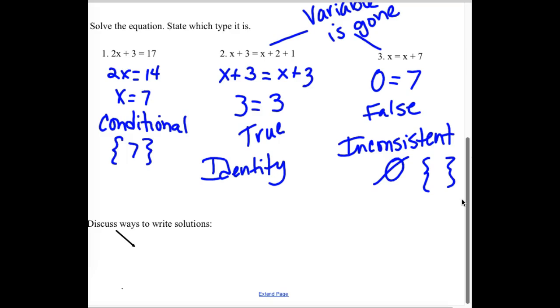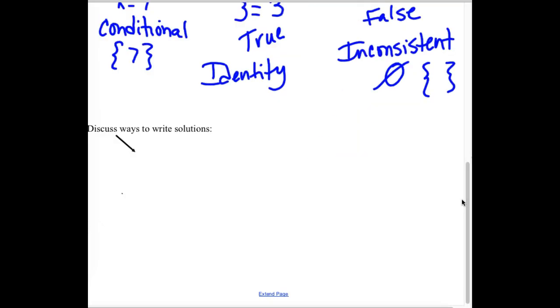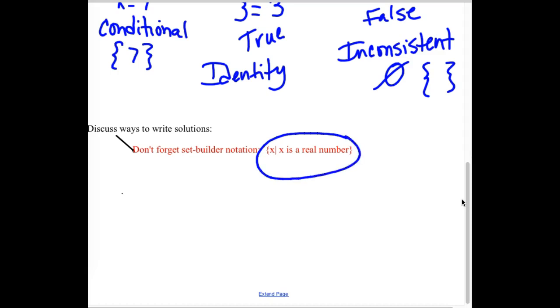What happens when it's an identity? Do you guys remember ever using what we call set builder notation? We've been giving our answer with the set brackets. Okay? If our answer is that all numbers work, every real number is going to make that a true statement. How we write that looks like this. Okay? We would say x such that x is a real number.